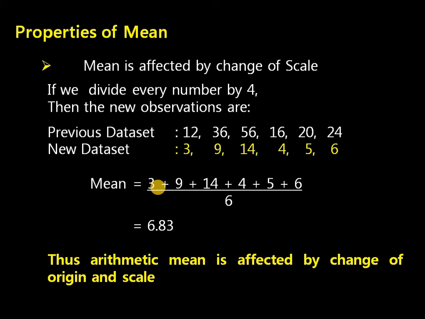Further, mean is affected by change of scale. If we divide every number in the earlier data set by 4, then the new data set will be 3, 9, 14, 4, 5 and 6. So the mean will be the addition of all the observations divided by the total count, which is equal to 6.83. The previous mean was 27.33 and this mean is 6.83, which is exactly divided by 4. Thus arithmetic mean is affected by change of origin and change of scale.